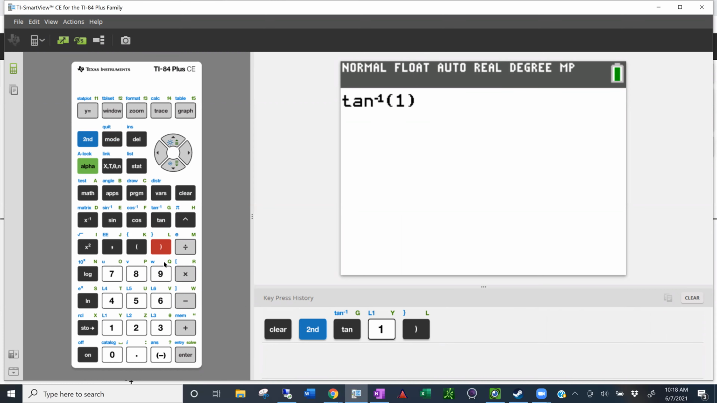anyone want to guess before I plug this in? Pi over 4, yeah. So 45 degrees, it's like, oh yeah, 45 degrees, pi over 4. Yeah, that's it. Now, there's actually a couple places where tangent is equal to 1.